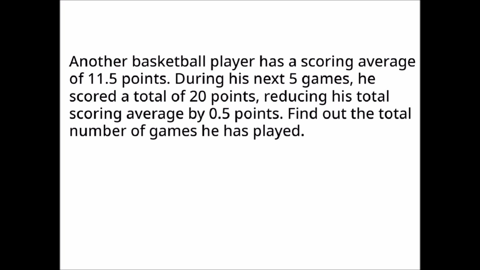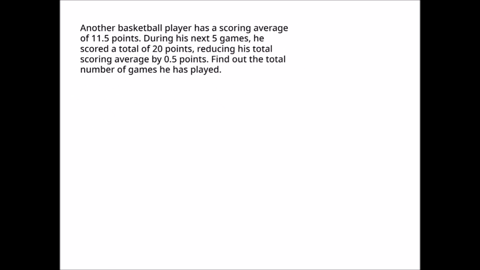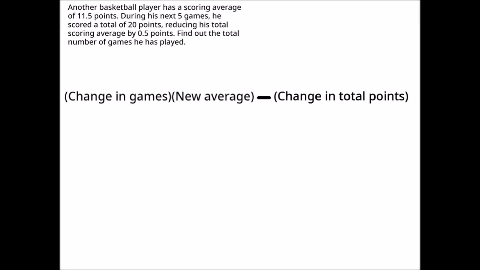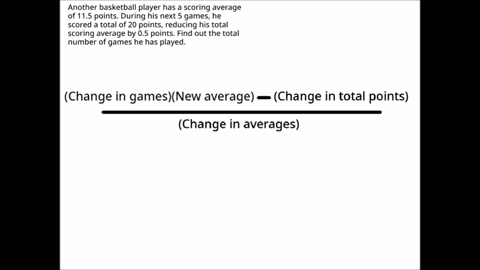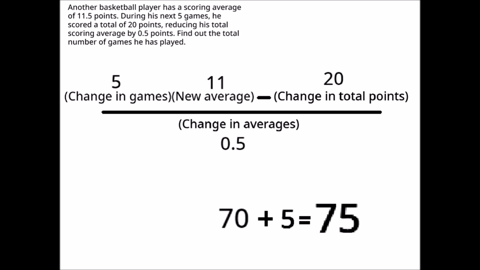Do you want to know an even faster method to solve this question? Take the change in games and multiply it with the new average. Subtract the change in total points. Divide all these by the change in averages. Substitute all the values into the expression. We get 70 as the initial group size or number of games. To answer the question, add his next 5 games to get the final answer of 75.